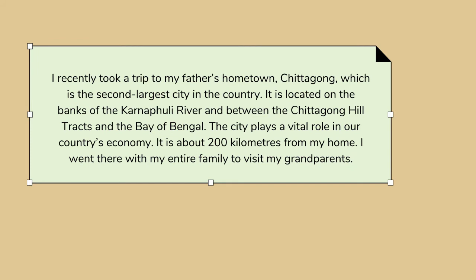So the whole thing stands like this. I recently took a trip to my father's hometown, Chittagong, which is the second largest city in the country. It is located on the banks of the Karnaphuli River and between the Chittagong Hill Tracts and the Bay of Bengal. The city plays a vital role in our country's economy. It is about 200 kilometers from my home. I went there with my entire family to visit my grandparents. See, that's it. You can also add other information to describe the trip as well.